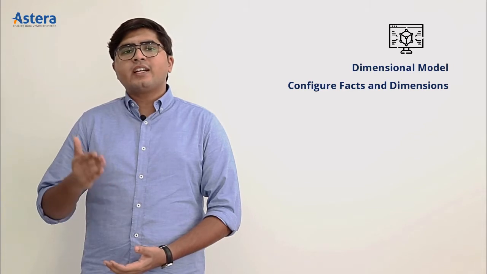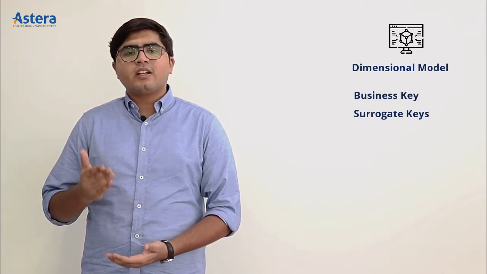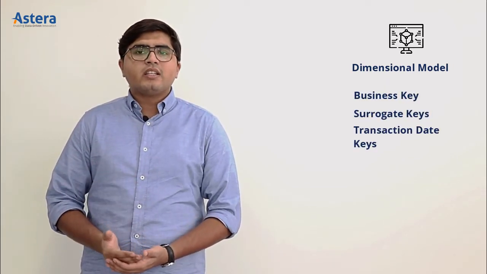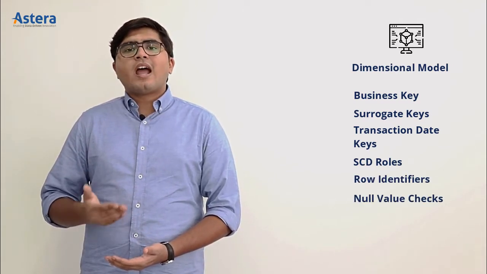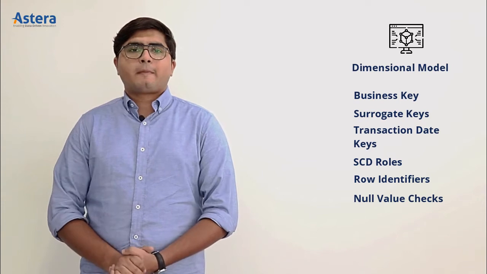Let's talk about building the destination schema, which is a dimensional model in this case. It requires you to configure facts and dimensions by defining business and surrogate keys, transaction date keys, SCD roles, row identifiers, null value checks, and a few other specifications.